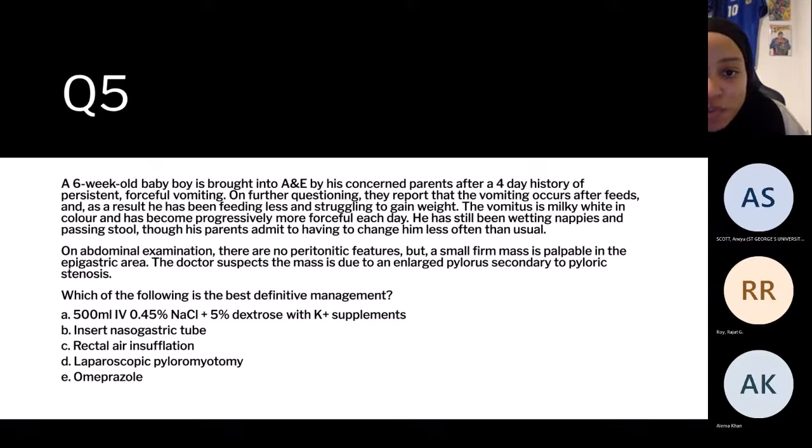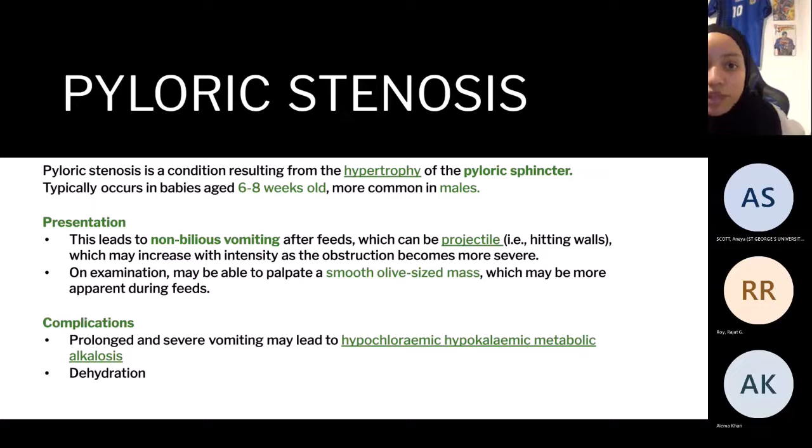I think I'm going to leave this question just because it's very similar to the previous one, and we'll just go straight on to explaining the condition. So pyloric stenosis, as we've seen, is a condition that results from the hypertrophy of the pyloric sphincter, which is found in the stomach of all of us, and it typically occurs in children aged 6 to 8 weeks, which we found in the questions, and it's more common in males. So anytime you find males 6 to 8 weeks and they've got vomiting, especially after feeds, think that one of the differential diagnoses could be pyloric stenosis.